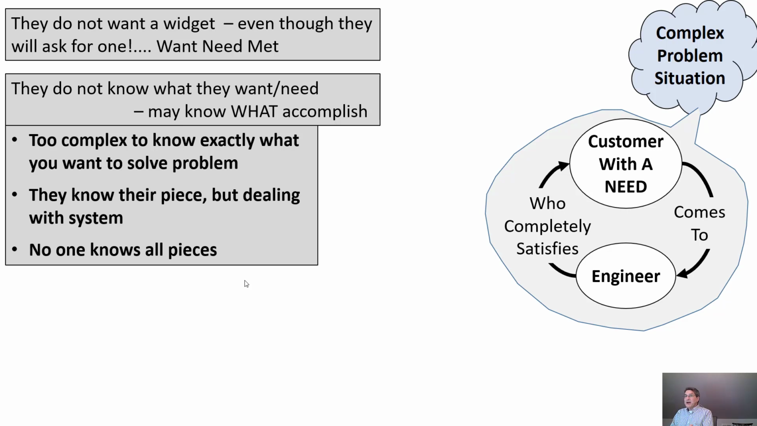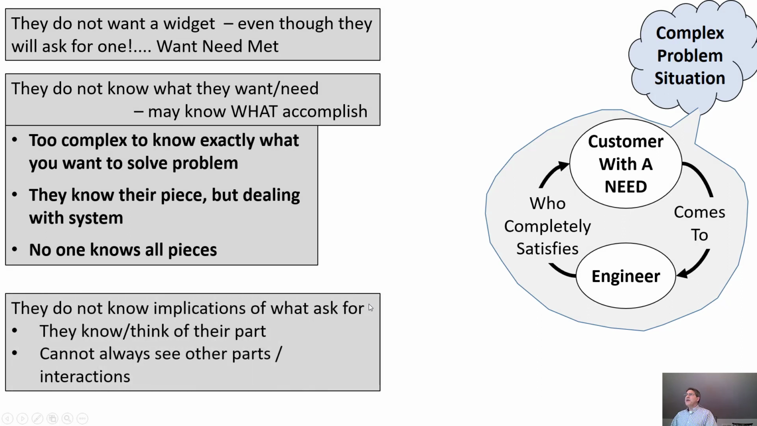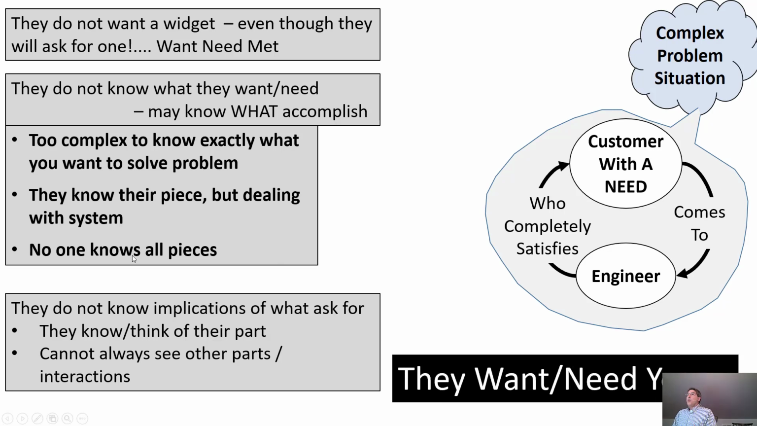They know a piece of it, but you're dealing with a system with a lot of different parts. It's hard to know everything. No one can know all the pieces. And also, they don't always know the implications of what they ask you for. They know their part, but they don't know how all the other interactions can come. So that customer needs you. They need your help.